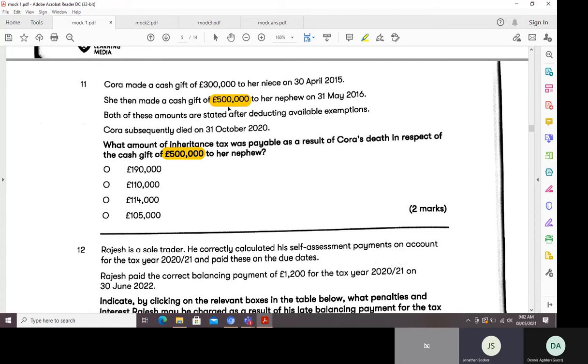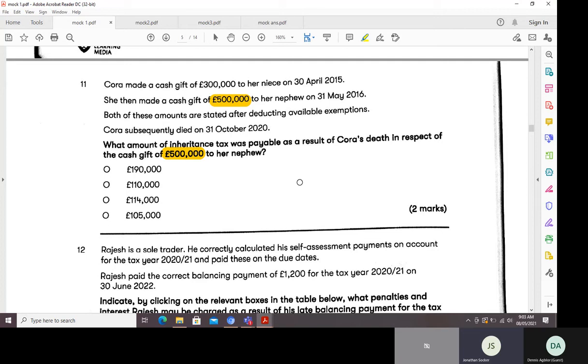Now, this is after all available exemptions, so it becomes our gross chargeable transfer. We don't need to deduct any exemptions again. There will be no annual exemption because they say it's after deducting available exemptions, right? So we pick this 500,000. Then the next thing will be to consider our nil rate band. We are taxing it in the year of death, October 2020, so that's the current year. That's when death occurred, so the nil rate band in the current year is 325.